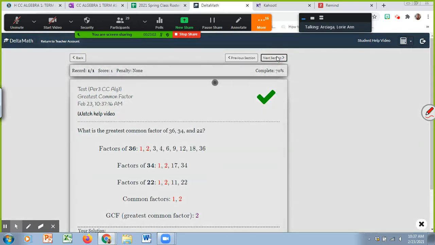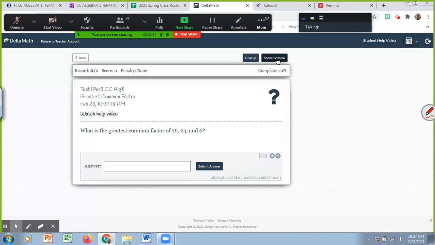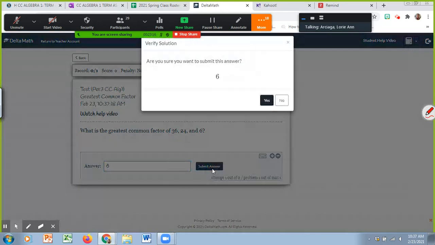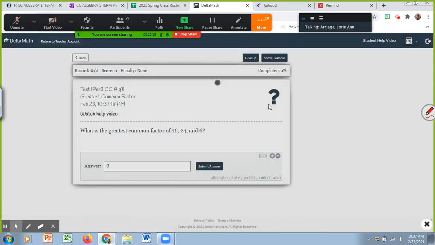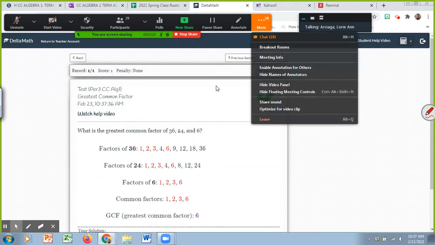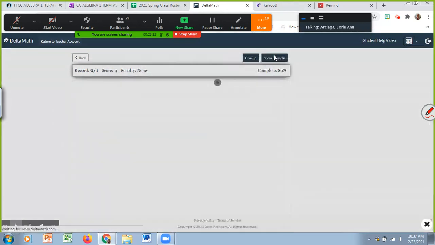Next. Oh, Emily got it already. 6. Okay, smallest is 6. 6 can divide 24. It's 6 times 4. 6 times 6 is also 36. Good job. All right. And Shalia said 6 also. Let's go.